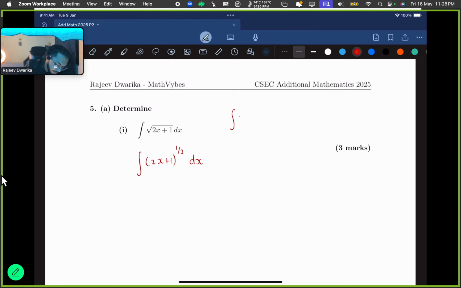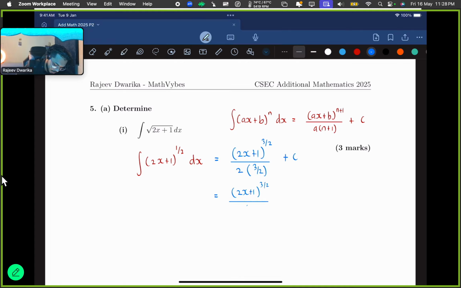Because this is in the form (ax plus b) to the power n, and the integral of (ax plus b) to the power n dx is equal to (ax plus b) to the power n plus 1, over a times (n plus 1). So let me check it out. That'll be 2x plus 1. If I add 1 to a half, that should be 3 over 2. And then I would divide by 2, multiply by 3 over 2. And so in the denominator, what is 2 times 3 over 2? 3.